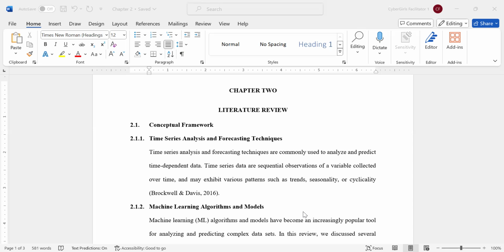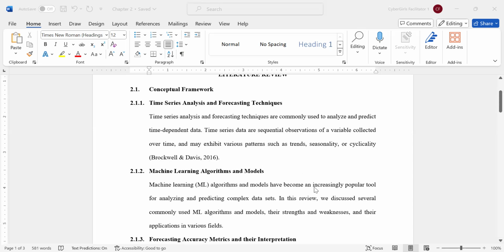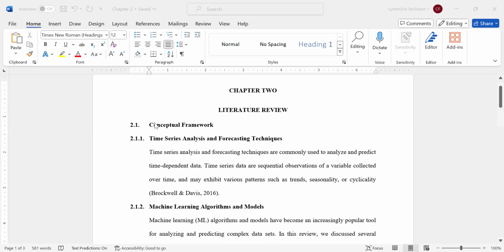Literature review. So this is where you cover every form of claims, every backup, everything you want to use in backing up your topic. This is where you cover it. This is where you review it. And literature reviews are broken down into 3 aspects. The conceptual review is one of the aspects.